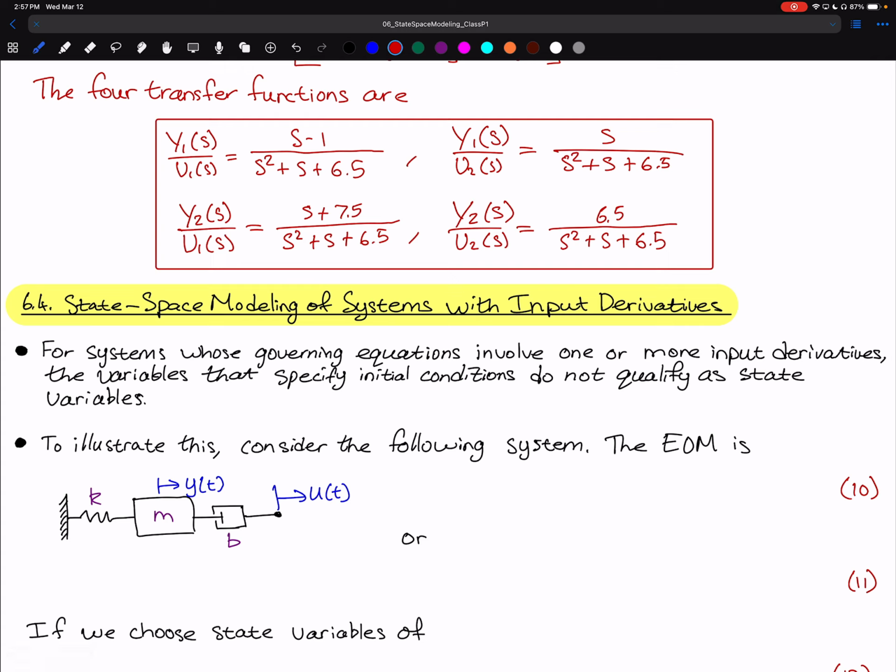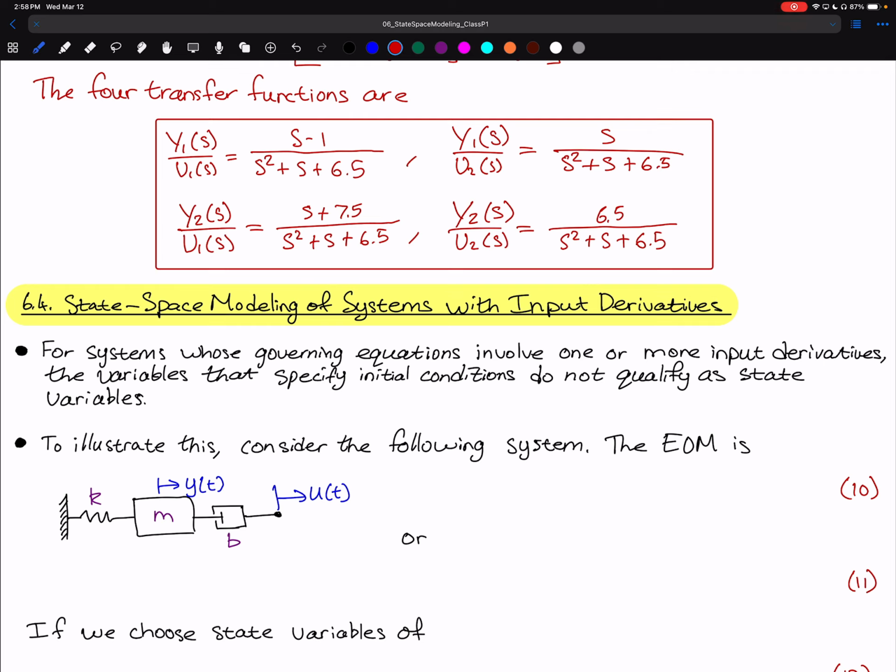Okay, we're going to take a look now at state space modeling of systems with input derivatives. These are systems whose governing equations involve one or more input derivatives. In this case, the variables that specify initial conditions are not going to be state variables. So things like the displacement and the velocity alone will not necessarily be state variables. To illustrate this, we're going to consider the following example.